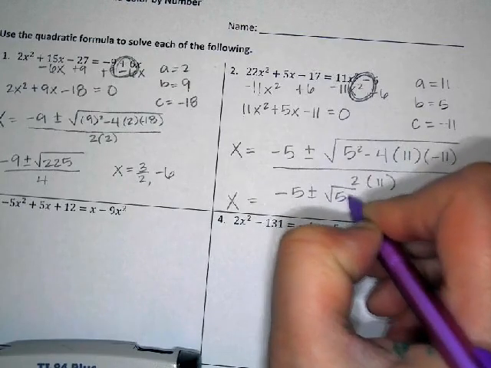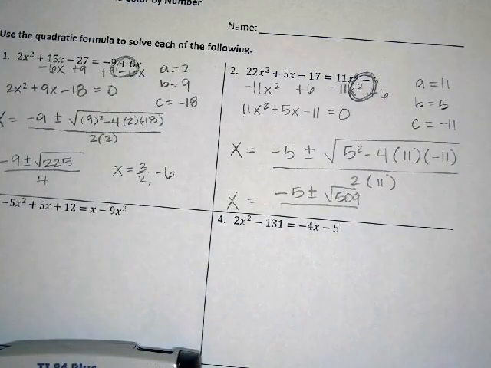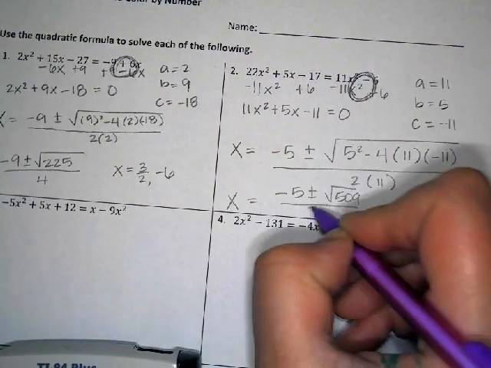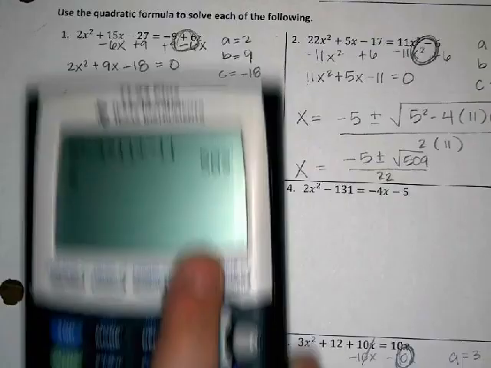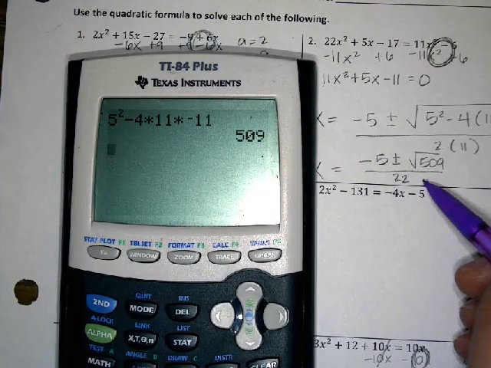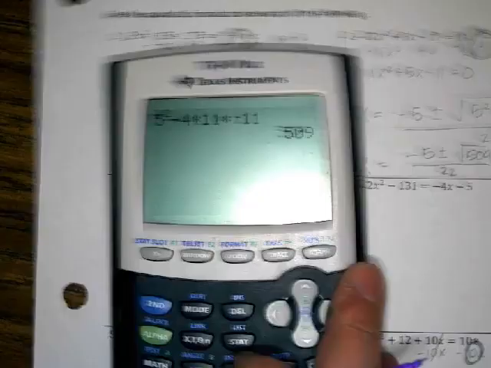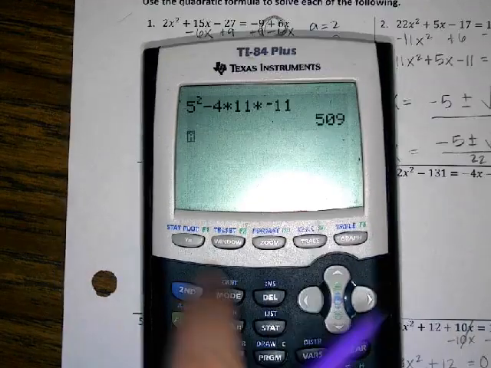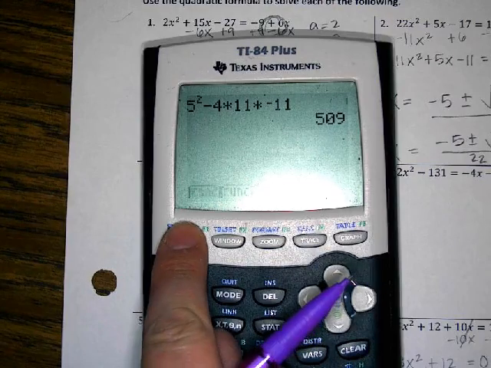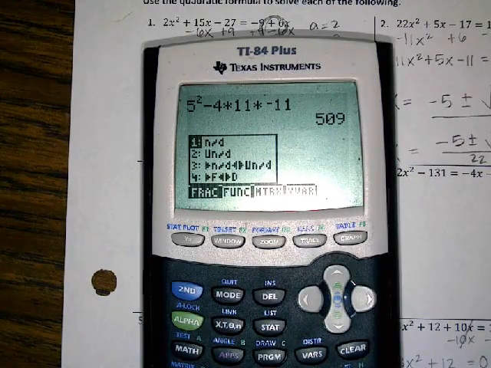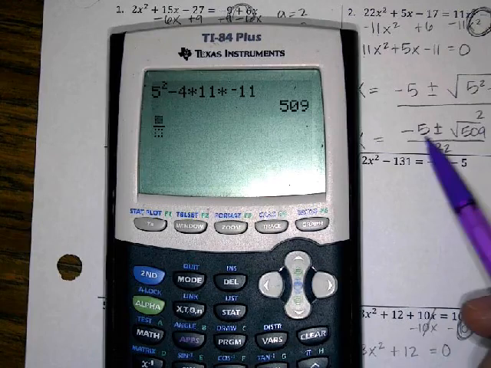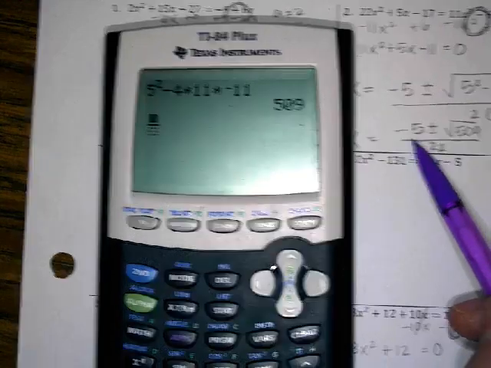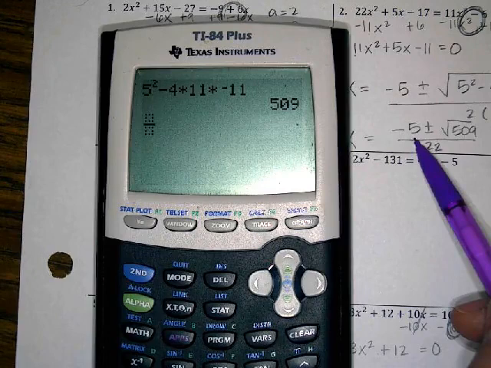All right, somebody help me plug this in the calculator. How do we plug it in? So alpha y equals is how we're going to plug in the fraction. And then what do we press? Enter, okay. And now what should I be typing? Okay, so negative 5 plus, and then to get our square root, we're doing second x squared, 509 over 22.